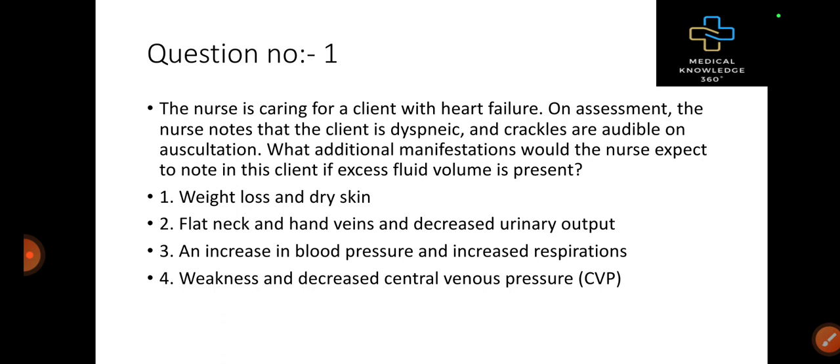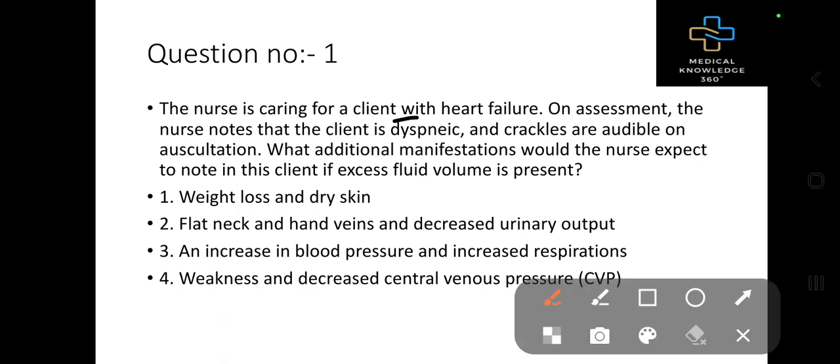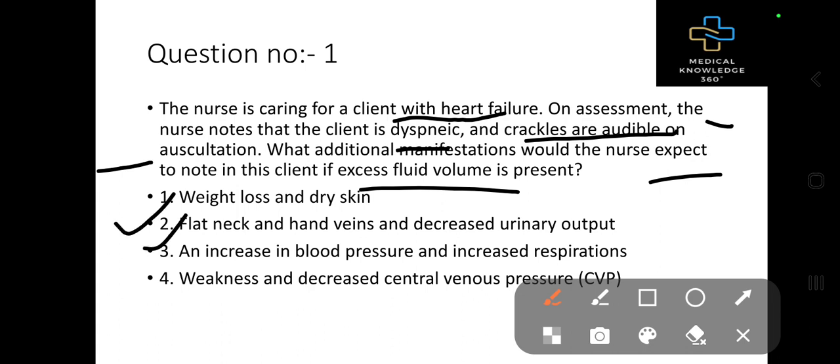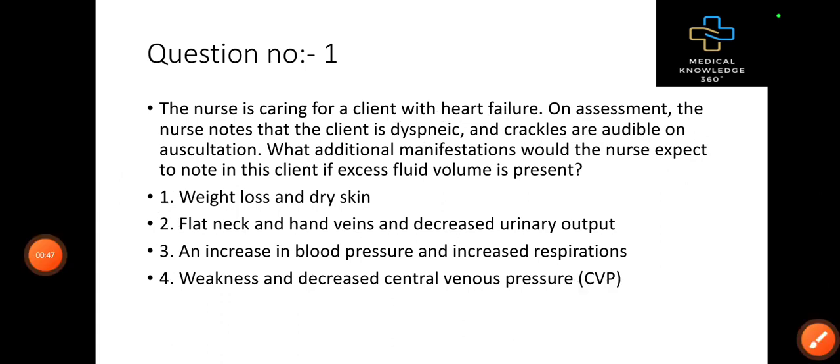Our first question is: the nurse is caring for a client with heart failure. On assessment, the nurse notes that the client is dizzy and crackles are audible on auscultation. So, what additional manifestations would the nurse expect to note in this client if excess fluid volume is present? Your options are weight loss and dry skin, flat neck and hand veins and decreased urinary output, an increase in blood pressure and increased respiration, weakness and decreased central venous pressure. So what do you think? What is the right answer for this question?